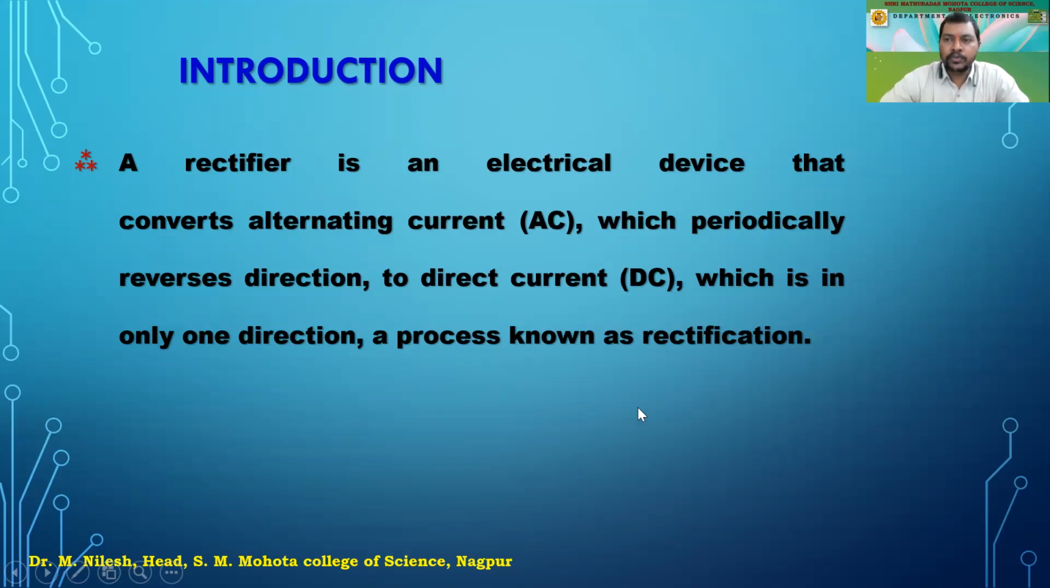Rectification means to have a smooth or constant output voltage, whether it is plus 5 volt or minus 5 volt. It does not matter, but it will remain plus 5, whereas in alternating current, it changes with respect to time. So I will show you.